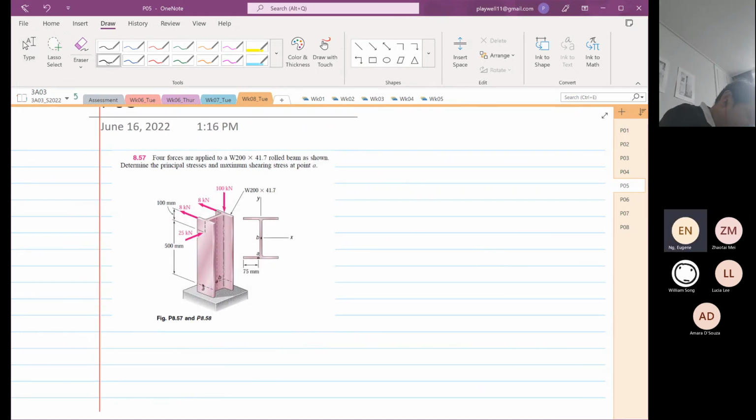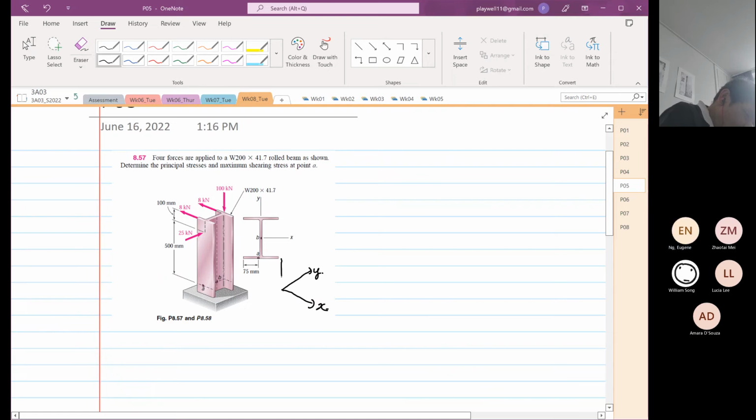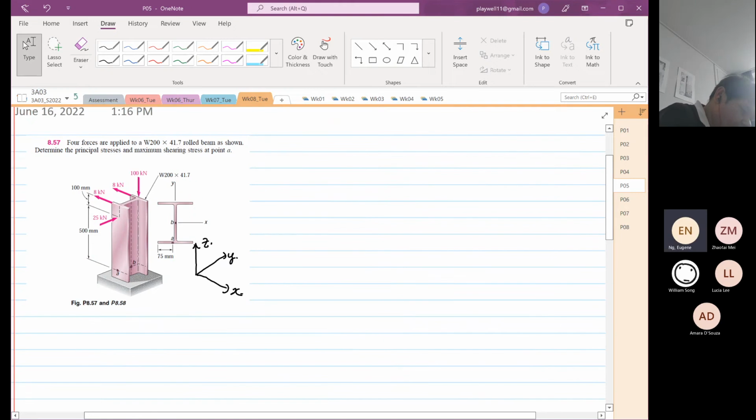Okay, so this is our transformation. This is our X. This is our Y. And this is our Z. Okay, so we are going to sketch element A. Okay, so this is our element A.